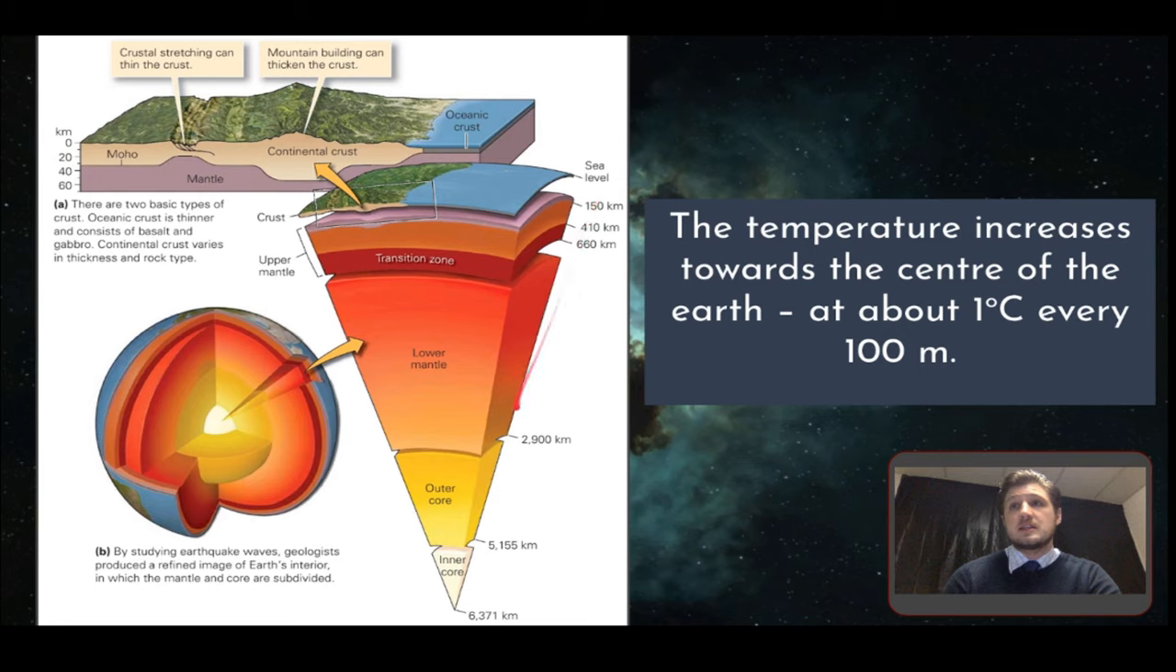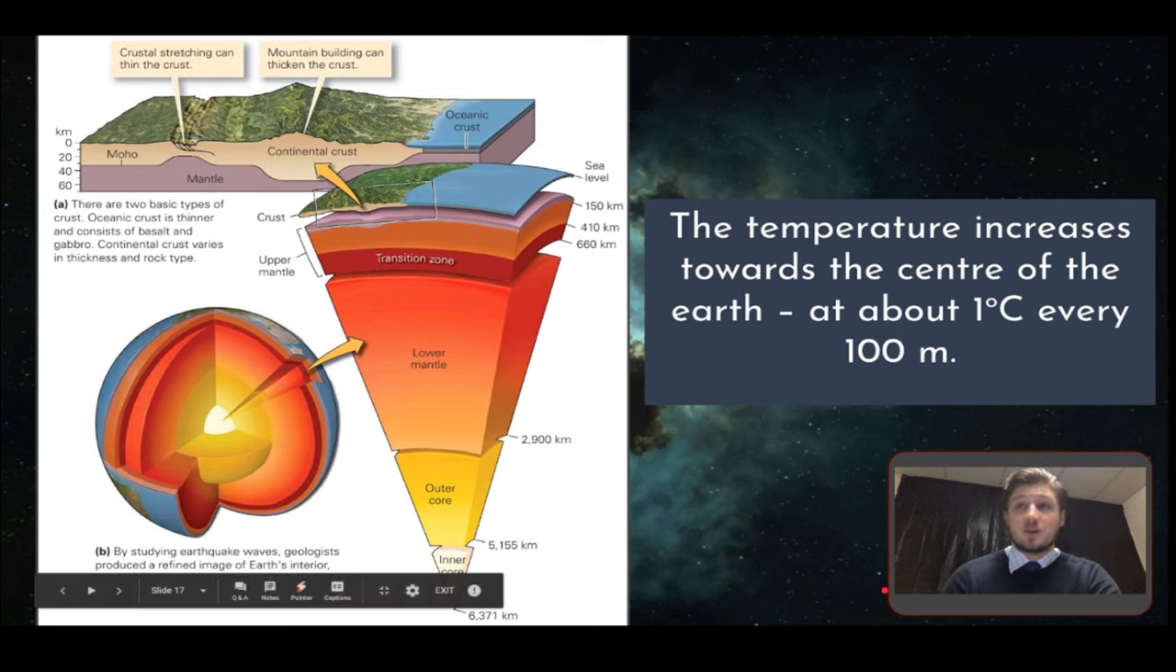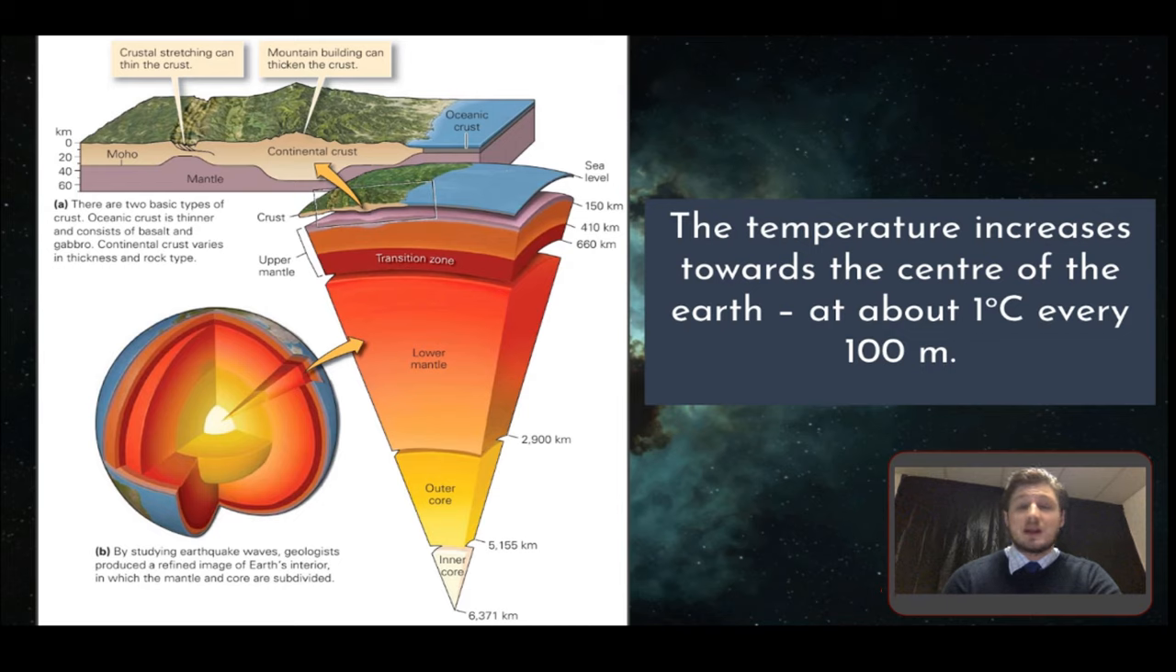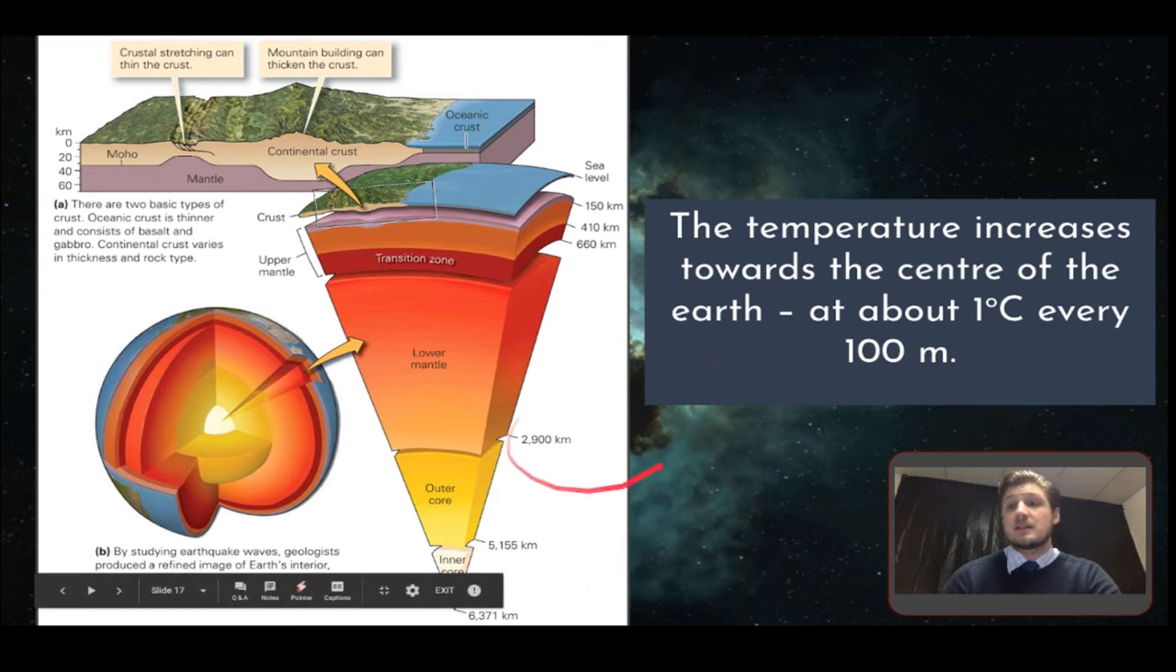And here you can see some of the depths that we're talking about. If you've ever seen some of the movies that try and get to the centre of the Earth, it's quite a big distance to try and get through. So as you go down, every 100 metres the temperature increases by 1 degree, and at the very core, we're looking at temperatures close to that of the surface of the sun. So pretty intense down there.